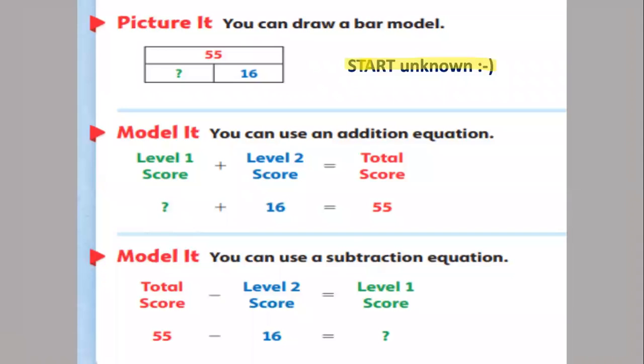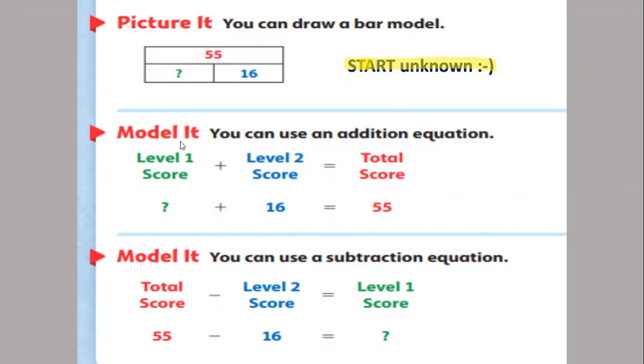So here is a bar model first, so I can picture the equation. My total goes at the top, because that's where the total goes, at the top, part, whole. And then one of my parts is 16. That's the change. That's how many he got in the second part of the game, level 2, and then the question mark for how many he started with in level 1.